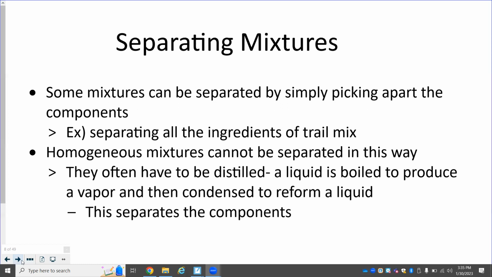If you have any type of humidifier in your house or things like that, a lot of times those will use distilled water. It's just water that's been boiled to take out any minerals and things like that. So it does separate the different components out.